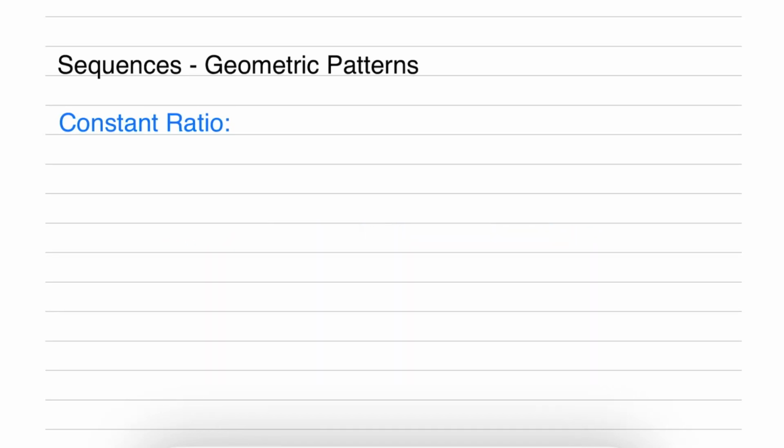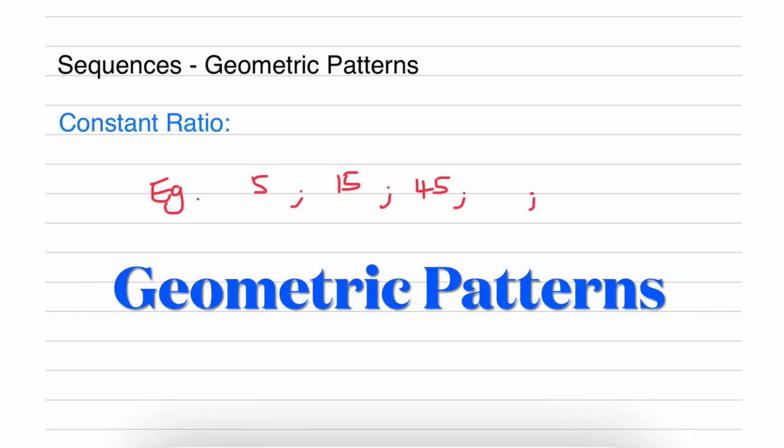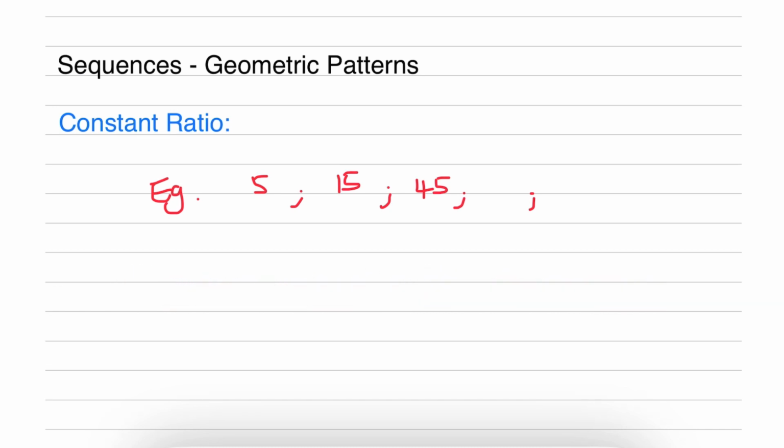In this lesson, we'll be focusing on the geometric pattern. Consider the example 5, 15 and 45. Notice that to get from one term to the next term, you are multiplying by a constant ratio, which in this case is 3. 5 times 3 is 15, 15 times 3 is 45. And if you would like to work out the next term, just continue with the pattern by multiplying with 3. And that's basically how this pattern works.